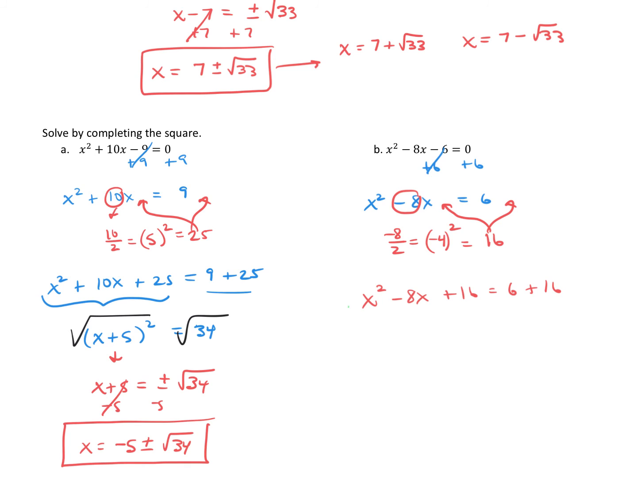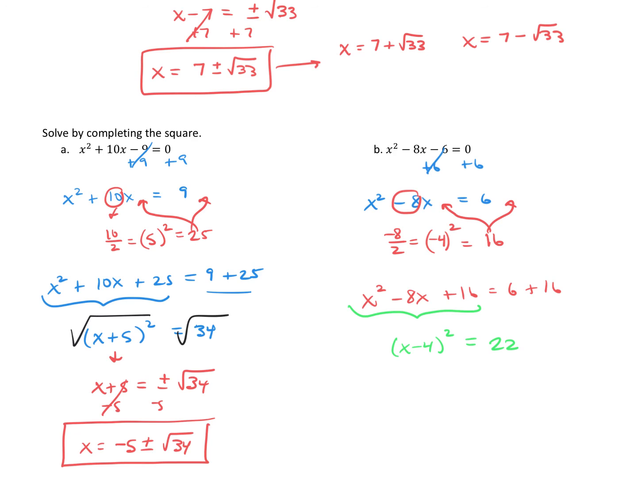We have just created a perfect square trinomial. Factors of 16 that add up to a negative 8. So we're looking for 2 negative factors. This is going to be a negative 4 and negative 4. So x minus 4 squared equals 6 plus 16 is 22.